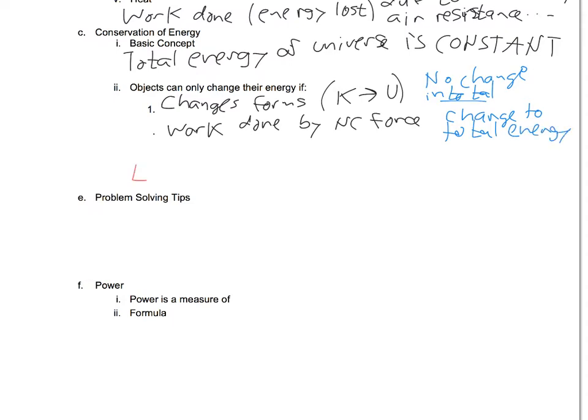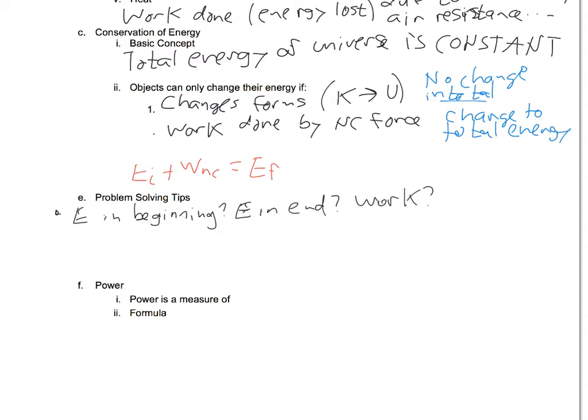Our basic formula for solving these is E initial plus work NC equals E final. So the thing we really want to think about is setting up that equation. We're thinking about what kind of energy the object starts with, is there any work being done, and what kind of energy the object ends with.